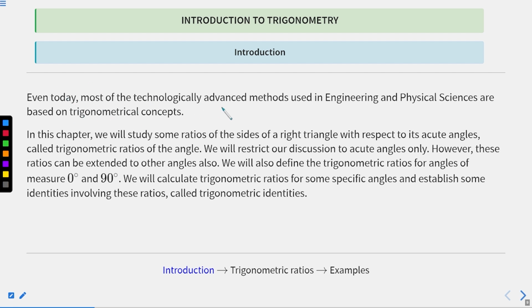Even today, most of the technology-advanced methods used in engineering and physical sciences are based on trigonometric concepts. In this chapter we will study some ratios of the sides of a right triangle with respect to acute angles, called trigonometric ratios of the angle, and we will restrict our discussion to acute angles only.